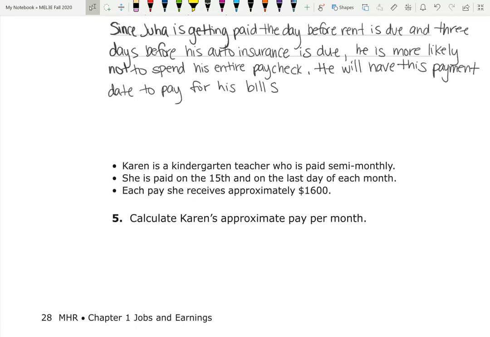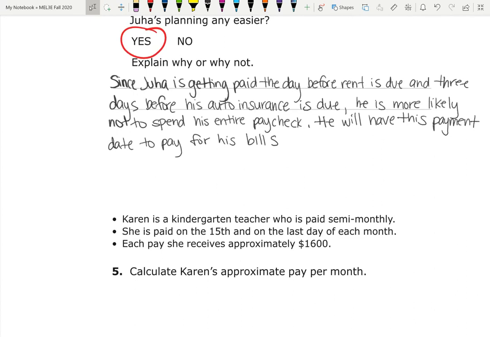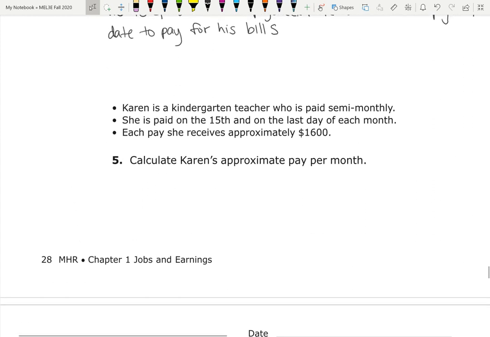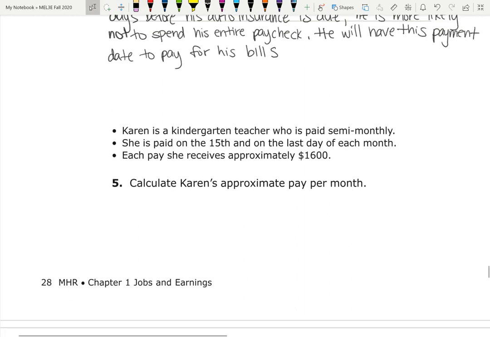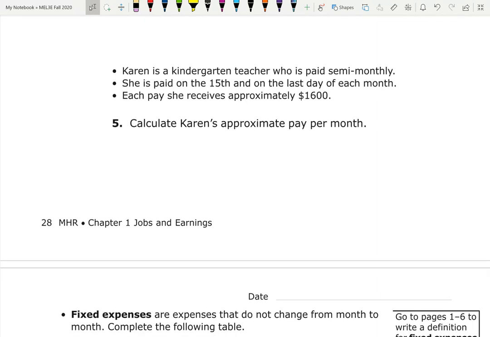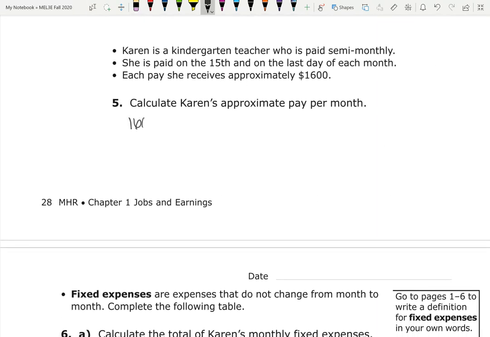Karen is a kindergarten teacher who is paid semi-monthly. She's paid on the 15th and on the last day of each month. Each pay she receives approximately $1,600. Calculate Karen's approximate pay per month. Well, if she gets paid twice a month and each payment is $1,600, I'm going to multiply that by 2 to determine how much she would get in 1 month.